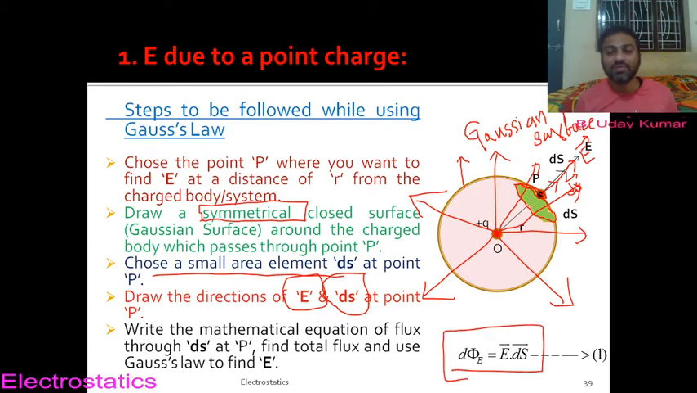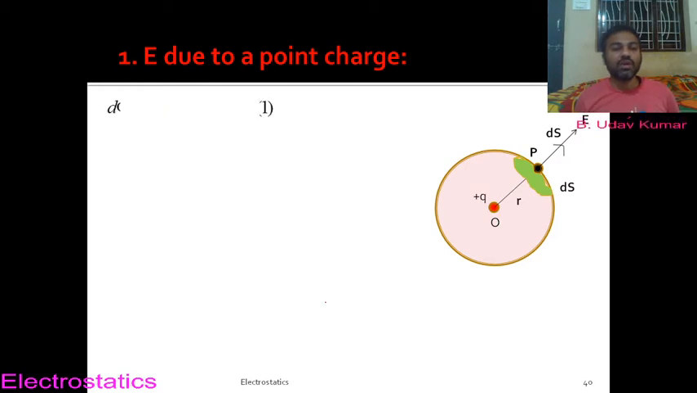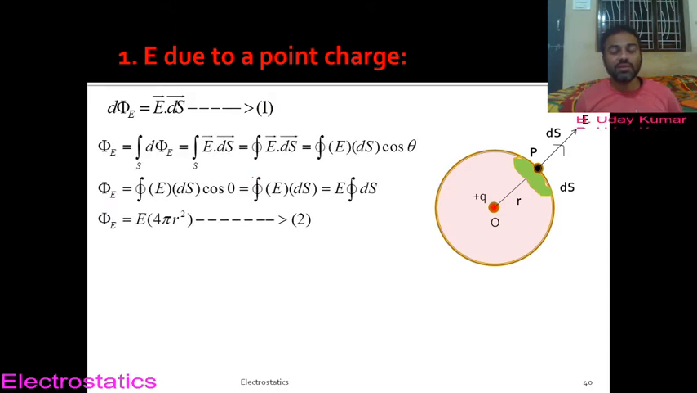The number of lines of forces that are coming out of this ds area element that we have chosen at point P is denoted by d phi e, which is equal to E dot ds. Now if you want to find the total number of lines of forces that are coming out, you just do the integration, that's it. This d phi e is the flux that is coming out of this small area element that you have chosen. To find the total electric flux, you just integrate this equation. If you integrate it, you get phi e.